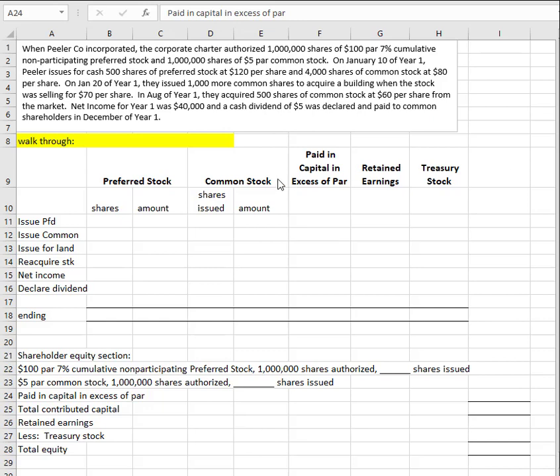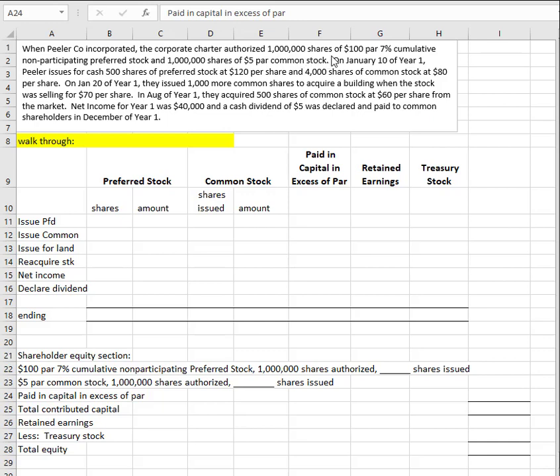We're going to work on Peeler, and this is a new version of this exercise. If you have the old one with the reissue, this has been changed a little bit. We don't have the reissue here. So Peeler, when they were incorporated, authorized 1 million shares, and that doesn't mean that they've ever issued it, but they couldn't issue more than that. That's a piece of paper filed with the Secretary of State in the state in which they're incorporated.